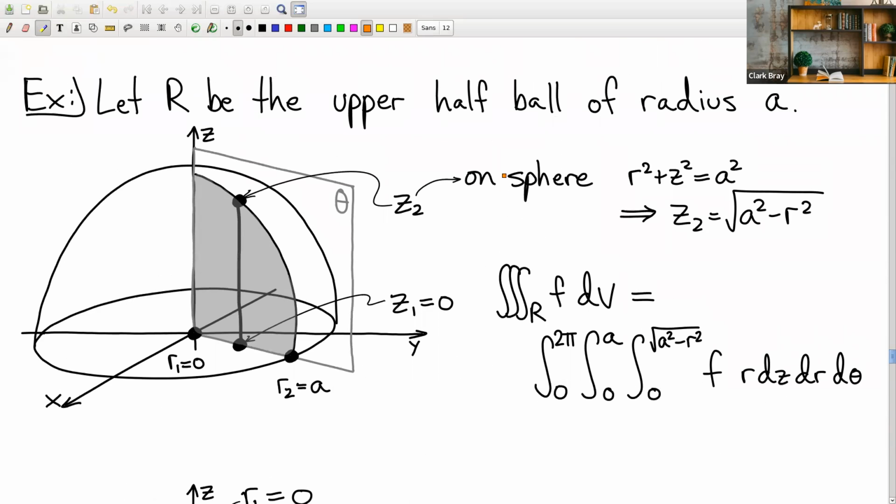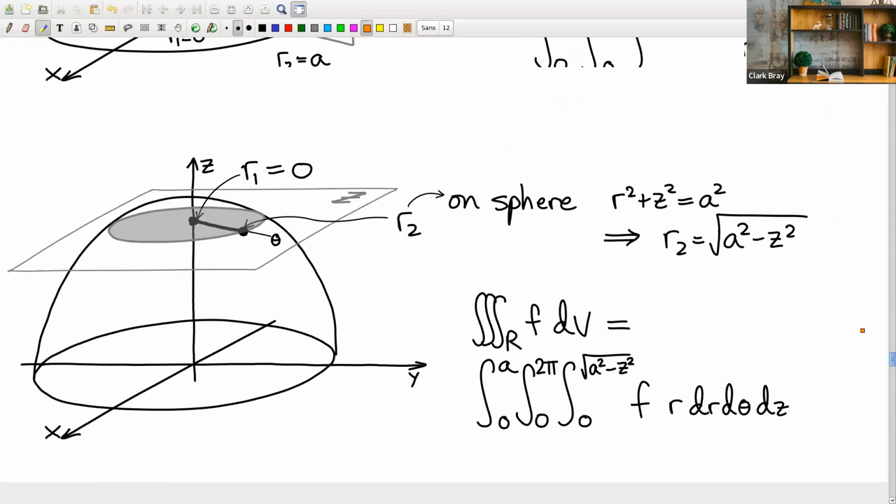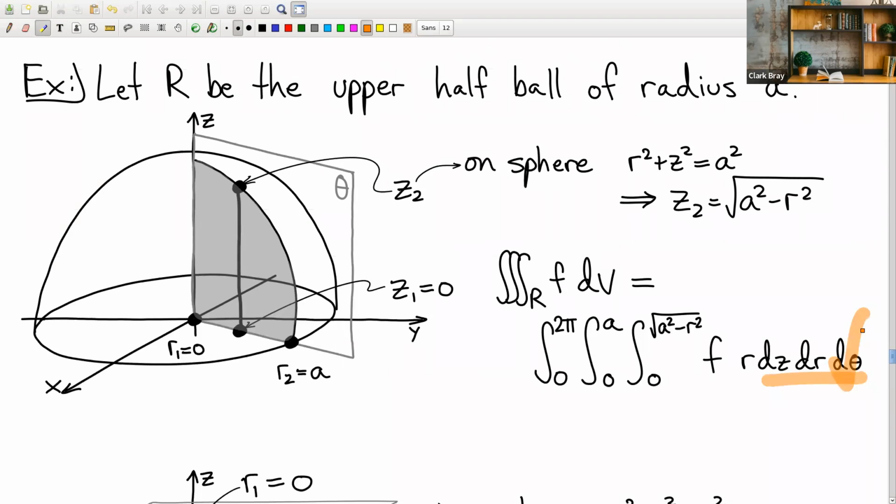And so let's start with this ordering of the differentials, d theta on the outside. Arbitrarily, we're going to do the other one next, by the way, but we'll get to that in a minute. Starting with d theta on the outside, what's my range of values of theta? Well, it goes all the way around. So 0 to 2 pi. Is everybody good with that?